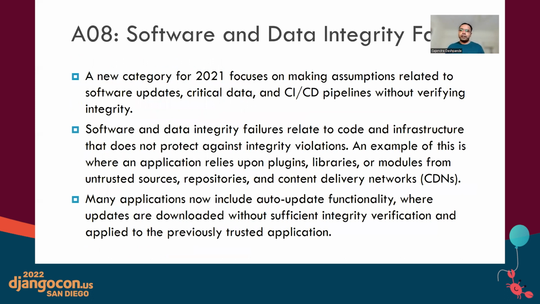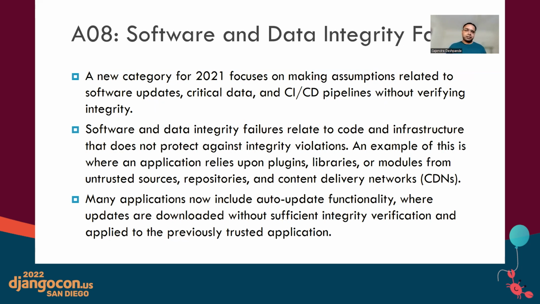Then the eighth category is software and data integrity failures. So it's again a new category for 2021, which focuses on making assumptions related to software updates, critical data, and CI/CD pipelines without verifying the integrity. Software and data integrity failures relate to code and infrastructure that does not protect against integrity violations. An example of this is where an application relies upon plugins, libraries, or modules from untrusted sources, repositories, and content delivery networks. Now, many applications include auto-update functionality, where updates are downloaded without sufficient integrity verification and applied to the previously trusted application.